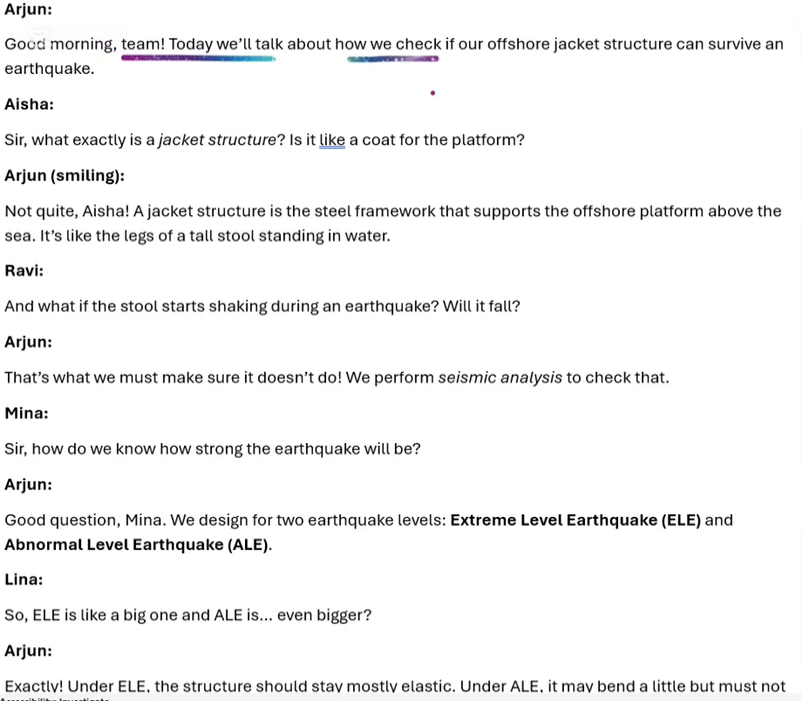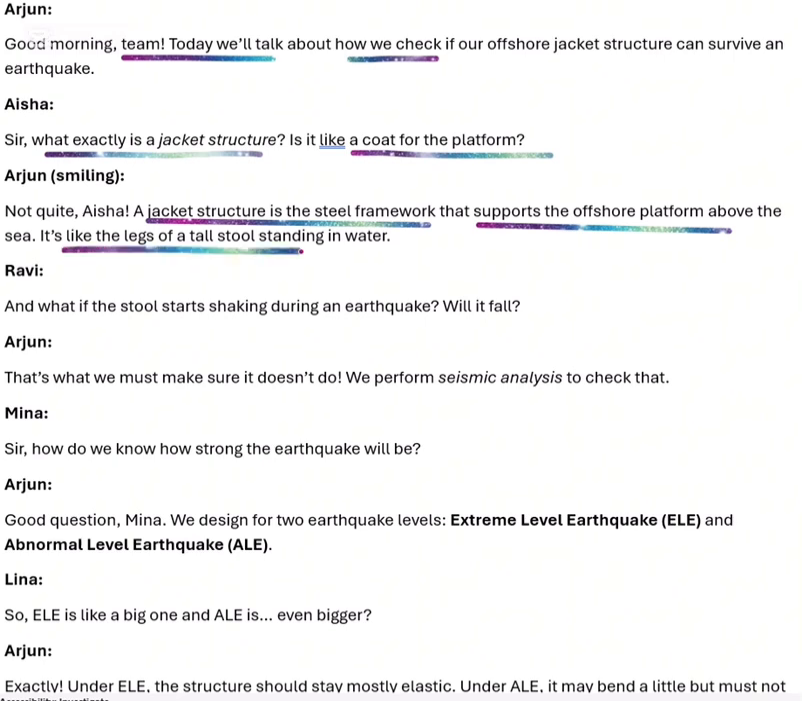Today we will talk about how we check our jacket structure can survive an earthquake. So, what exactly is a jacket structure? Is it like a coat for the platform? No, not quite. A jacket structure is a steel framework that supports the offshore platform above the sea. It's like the legs of a tall stool standing in water.